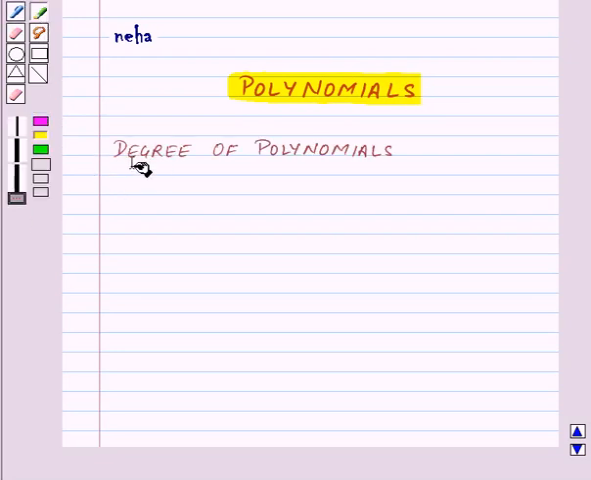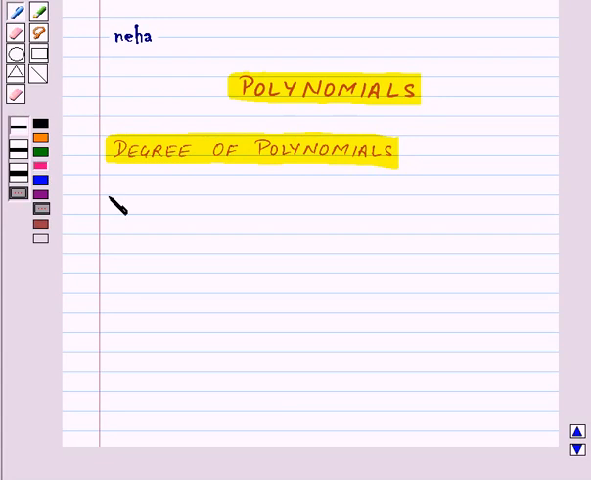Let us start with the degree of polynomials. If p of x is a polynomial in x, then the highest power of x in the polynomial p of x is the degree of p of x.